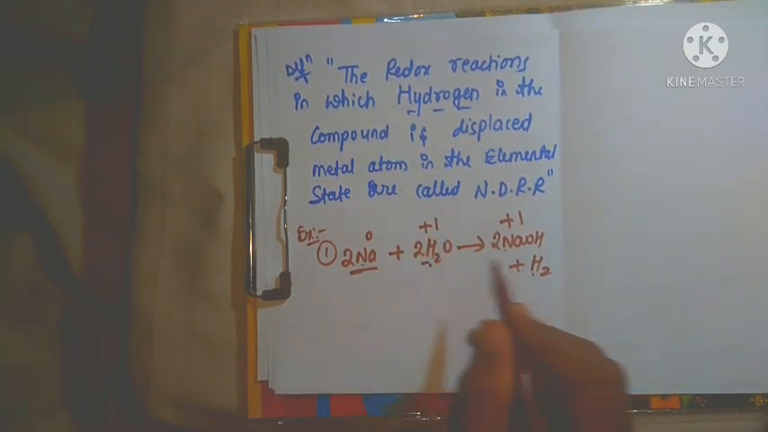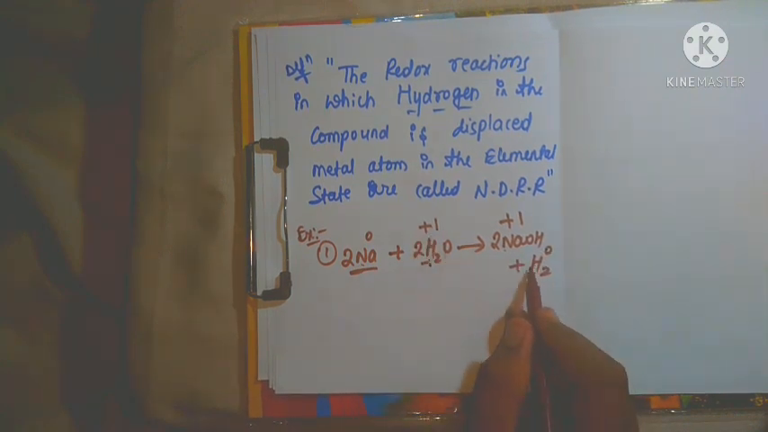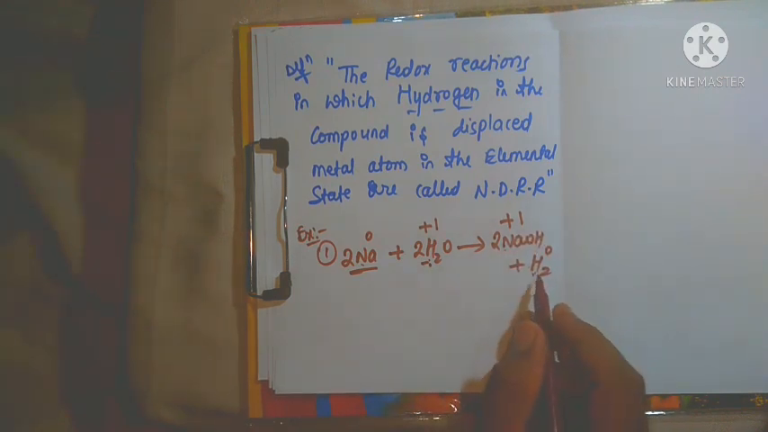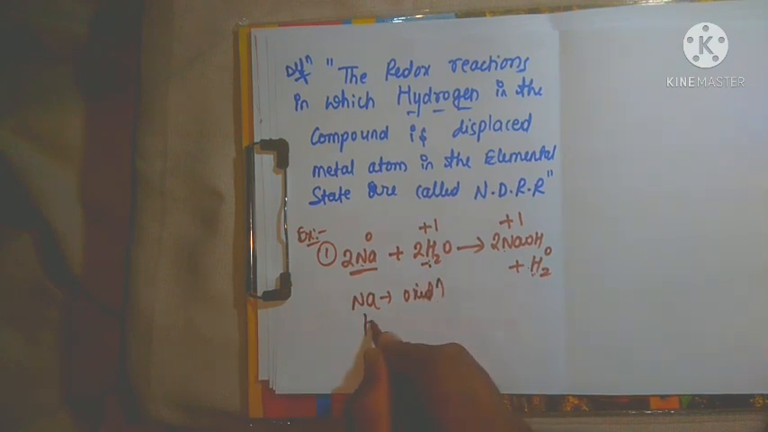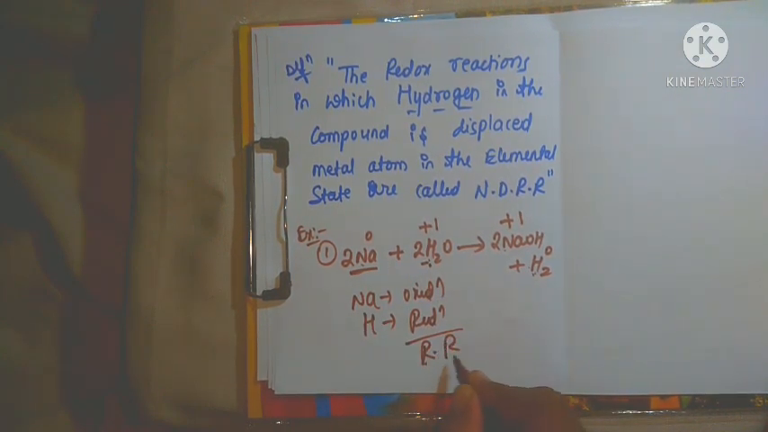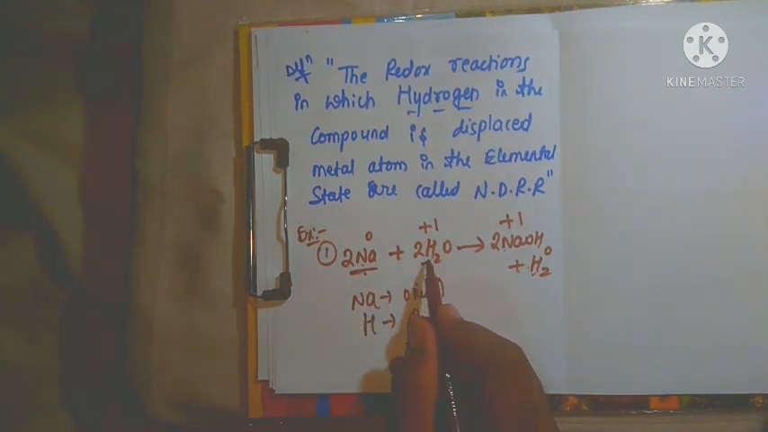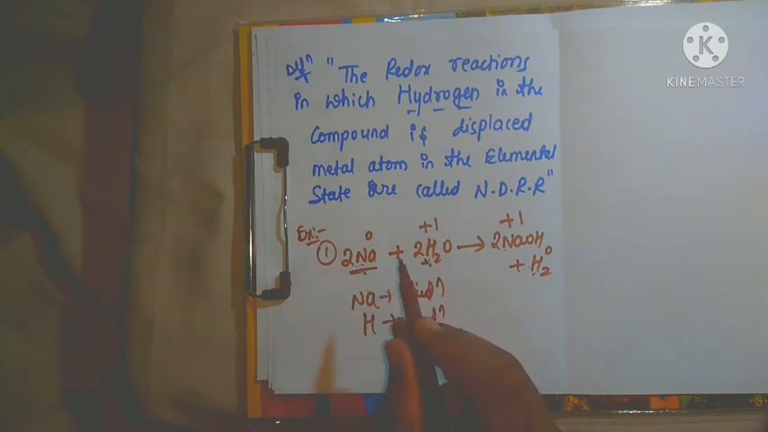Hydrogen oxidation number is +1 and then 0, right? The oxidation number of hydrogen is decreased, therefore it is undergoing reduction. That is, Na undergoes oxidation and hydrogen undergoes reduction. Therefore it is a redox reaction. Which type of redox reaction? The metal atom is displacing the hydrogen, or hydrogen is displaced by the metal atom. Therefore it is called as what? Non-metal displacement redox reaction. First example over.